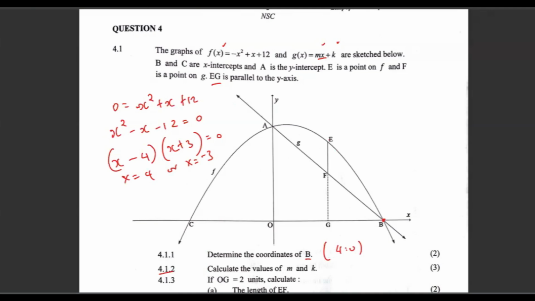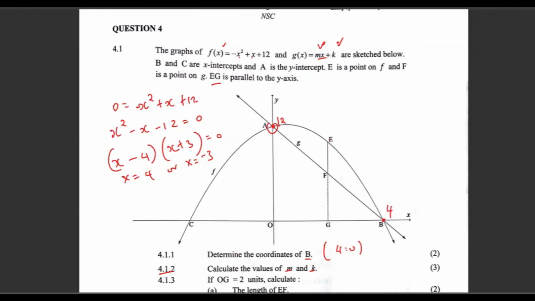4.1.2, they want the values of M and K. So for me to get M and K, which is the gradient and the y-intercept, we know that the y-intercept of G is the same as the y-intercept of F. And at the y-intercept, x is a 0. So if x is a 0, y is a 12. So this point is a 12. So we know this is a 4, that is a 12.